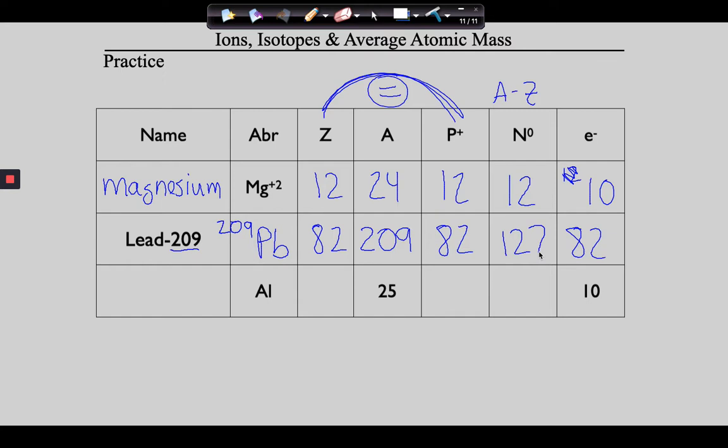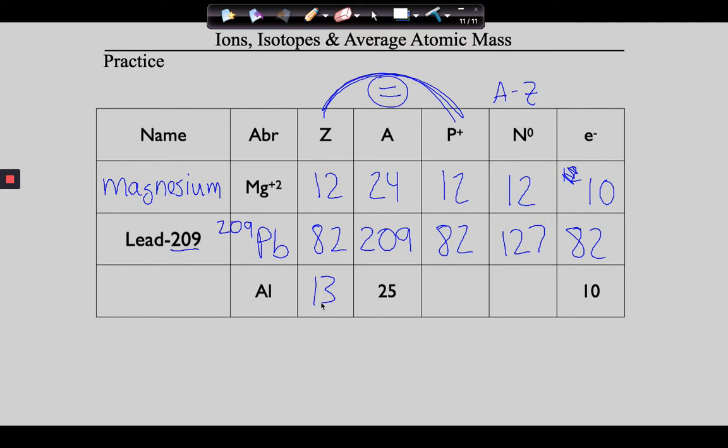Now, guys, let's do the last one. And this one's a little bit crazy. This is as hard as this can get. So the last one is aluminum. So, guys, let's turn to the periodic table. Aluminum is element number 13, and it has an average mass of 27.